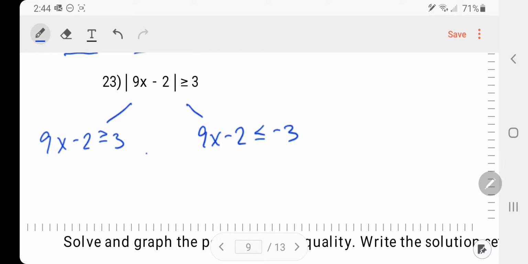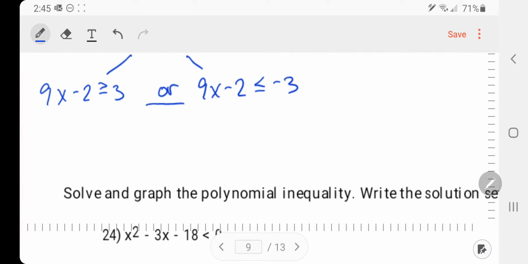And the last thing we need to do is fill in the middle with the appropriate word. So if the original problem has a greater than, this is going to be or. If the original inequality was less than, the word in the middle is and. And that makes a difference when it comes down to the shading.